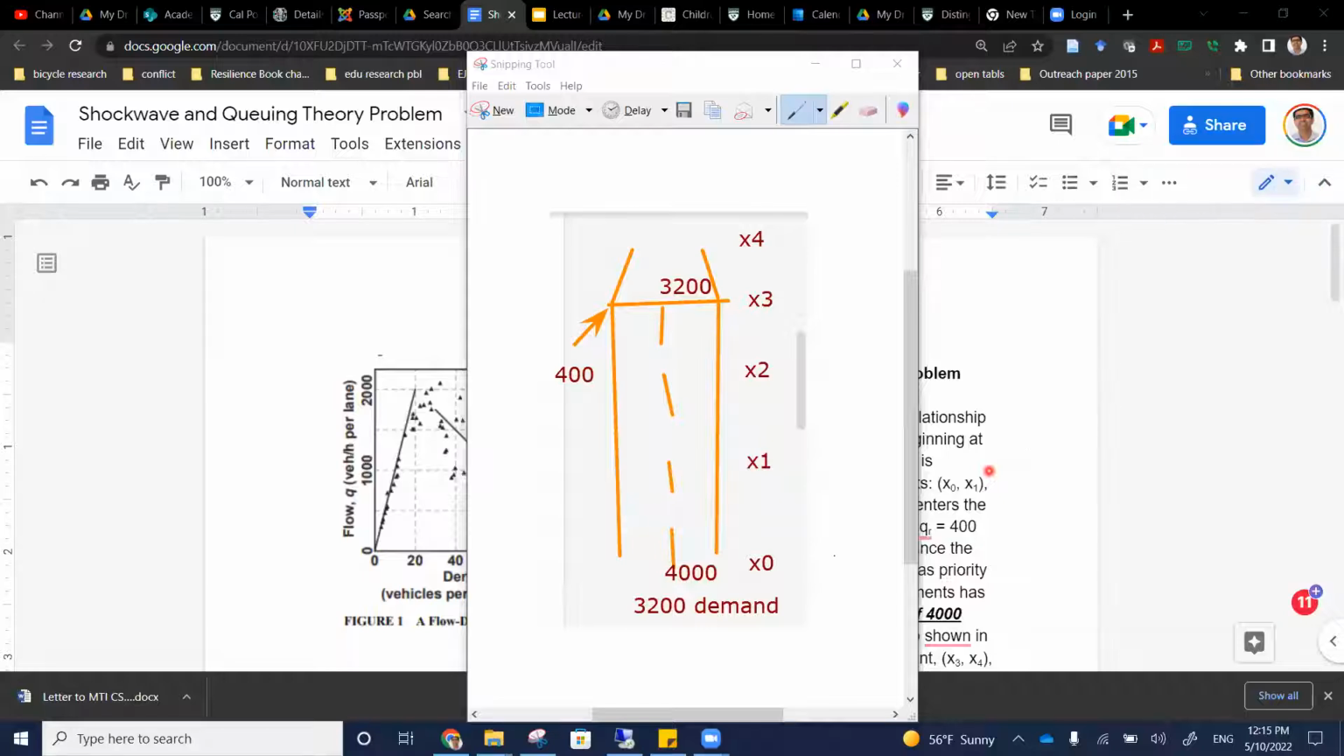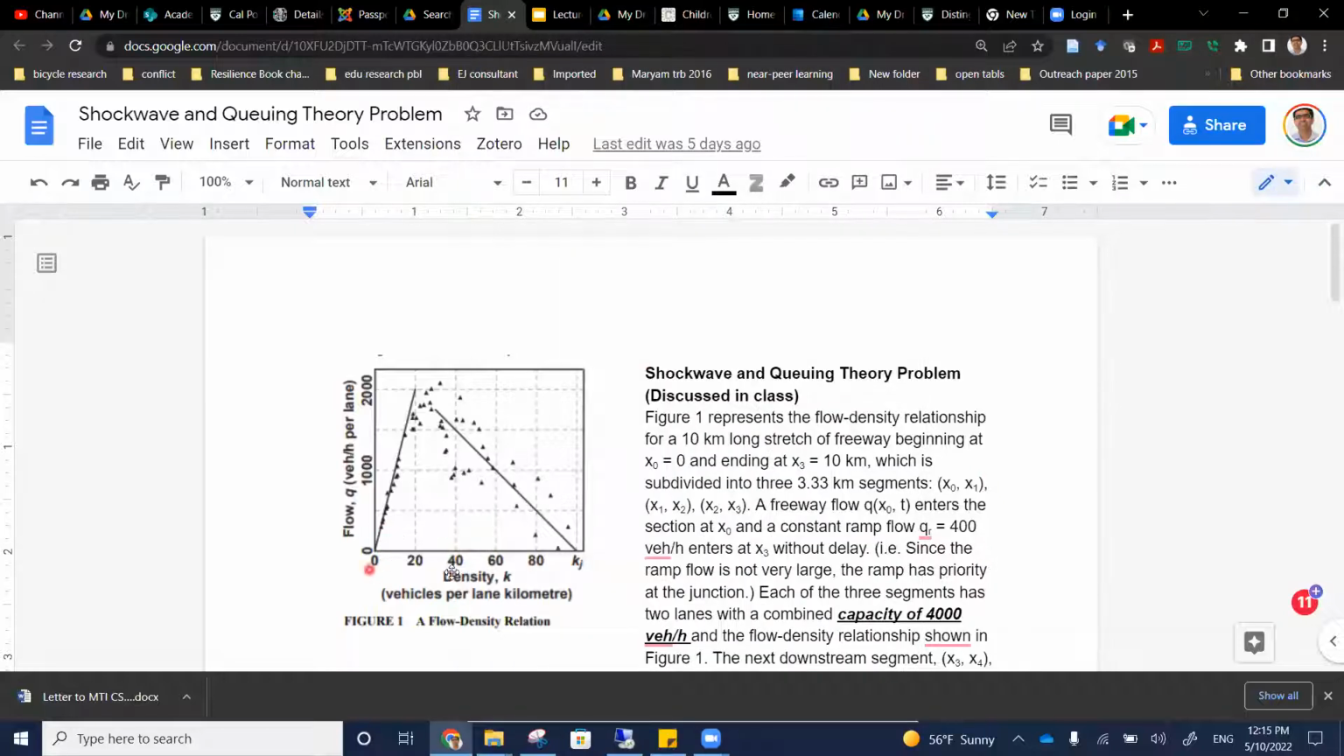And this is what your speed density relationship actually looks like. You have density K, vehicles per lane kilometer, on the x-axis, and then you have the flow rate. Or sorry, this is a flow density relationship, and you have the flow on the y-axis.